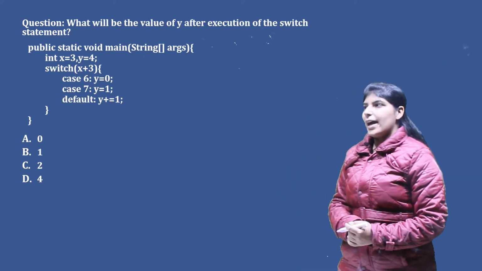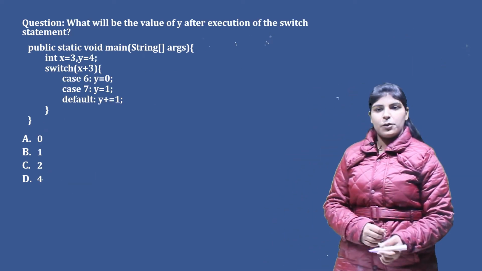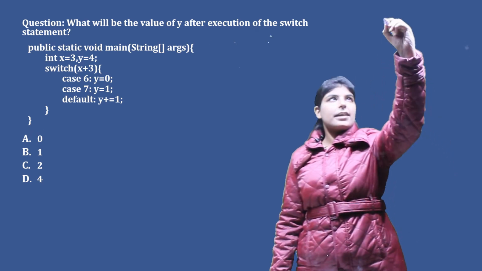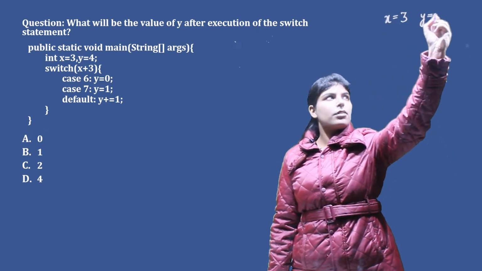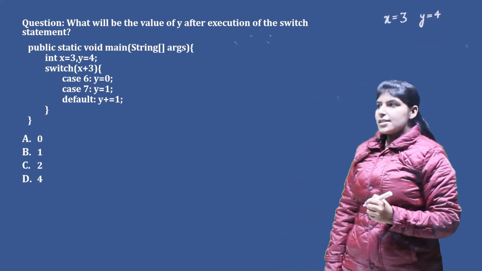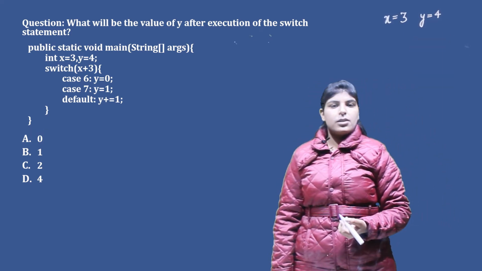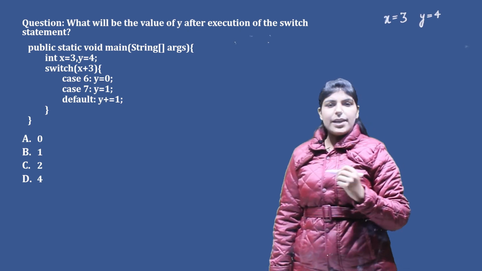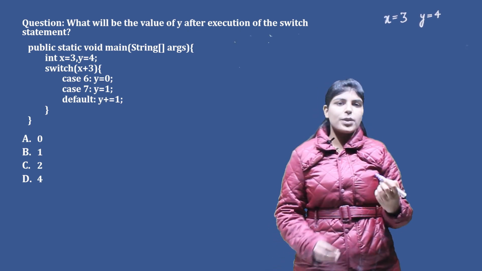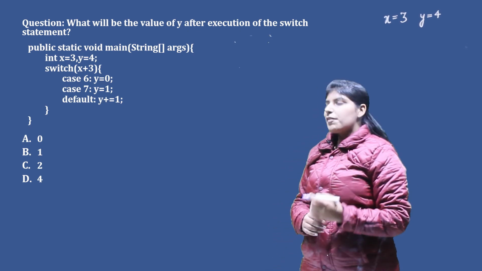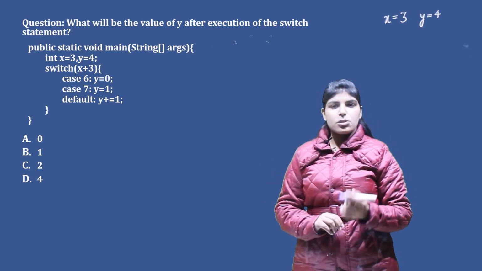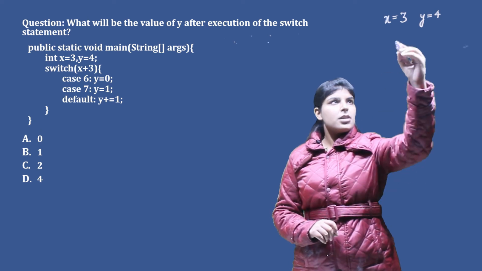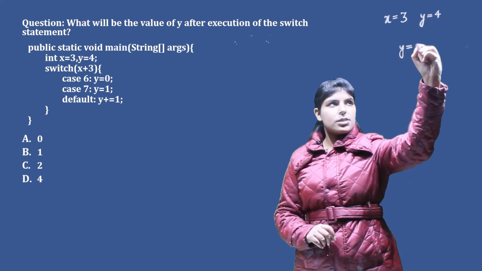So in this question I have two integer variables x and y. So the value of x is 3 and the value of y is 2. Next there is a switch on x plus 3. X is 3, so x plus 3 will be 6. So now it will match with case 6. So now if I enter the switch block, first one is case 6. So this will match. So the first statement will get executed. So this will make y equal to 0.